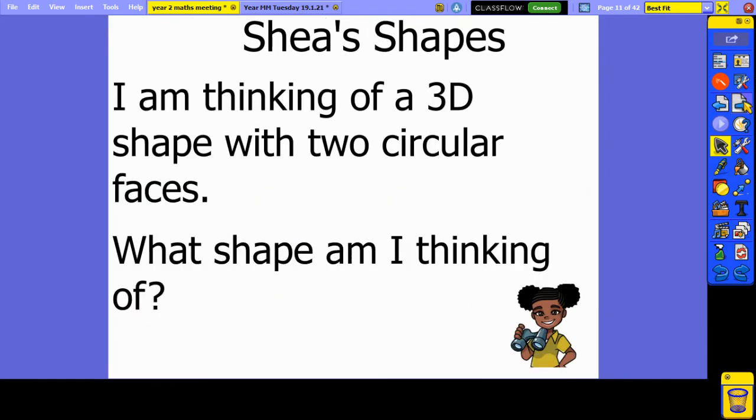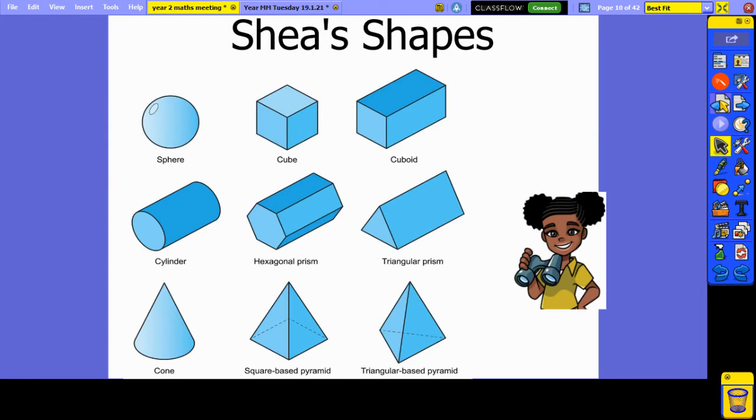Shia. She's thinking of a 3D shape with 2 circular faces. What shape is she thinking of? A 3D shape with 2 circular faces. Which shape is she thinking of? Use these pictures here to help you. Pause the video while you have a think.